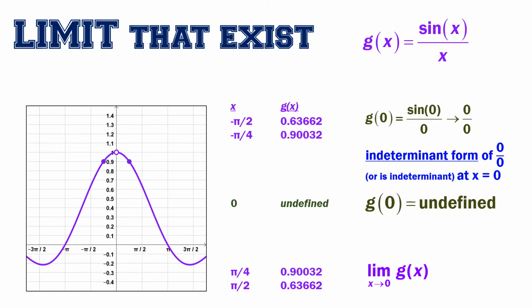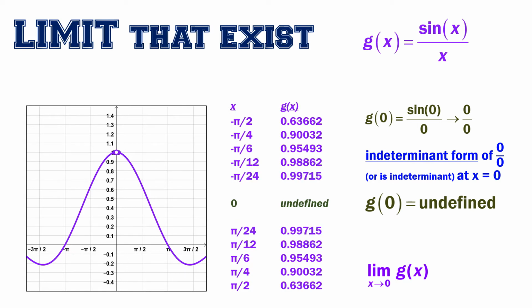So let's go negative pi over 4 and positive pi over 4. It's a good thing I did because I have values of 0.90032 for both of them. Let's get closer still. Let's go negative and positive pi over 6. Okay, I see I'm getting closer and closer to 1. Let's see if that continues. Let's look at both positive and negative pi over 12, positive or negative pi over 24, and positive or negative pi over 48. Well, by this point, I have 0.99929. Okay, I feel I am sufficiently close enough to say that my limit equals 1, and that's what it is.